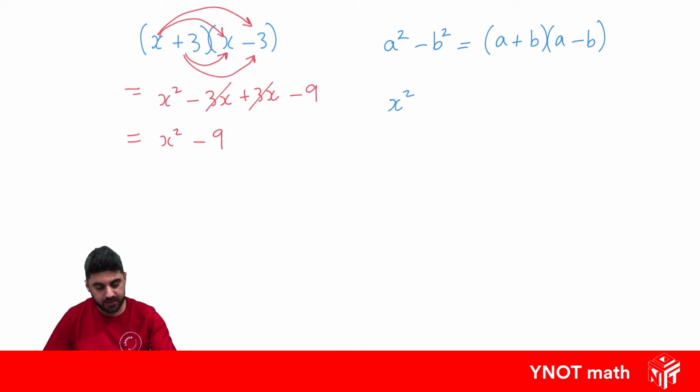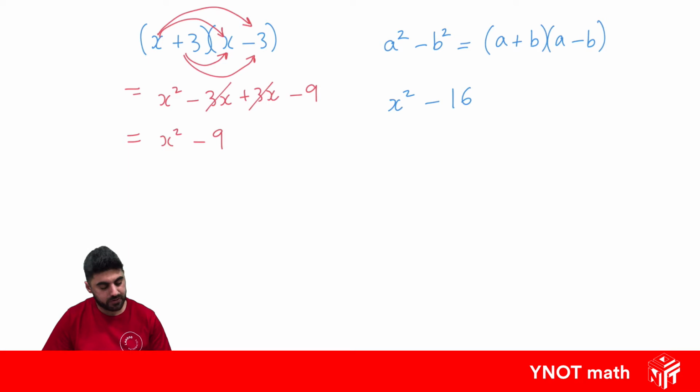What if we have x squared minus 16? So special note, this only works when we have a minus in between two perfect squares. Remember, this title is called the difference of two perfect squares, and difference means subtraction.